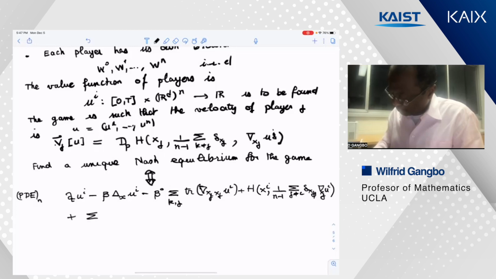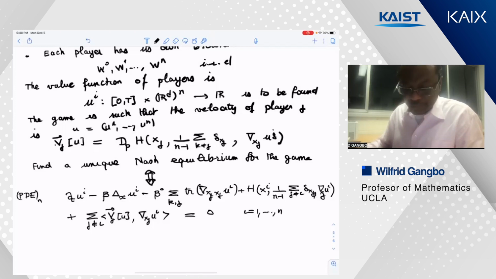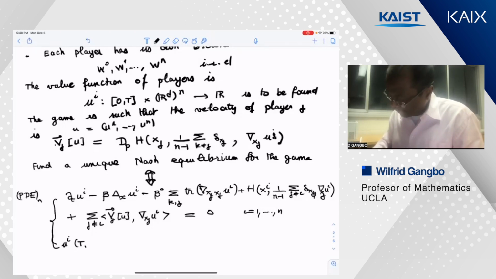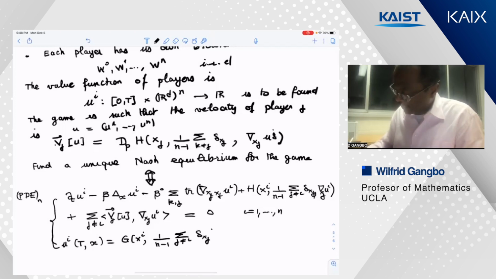Plus the sum j, j is not i, of the velocity v_j of u, gradient s_j u_i, this inner product, equal to 0 for i from 1 to n, and the terminal condition G at time t: u_i at time t, x equal to G of s_i, 1 over n minus 1 the sum k is not i, delta s_j.